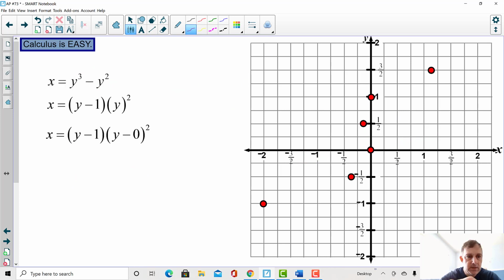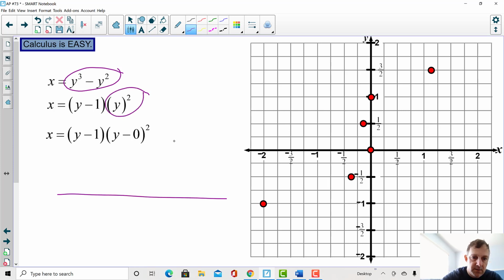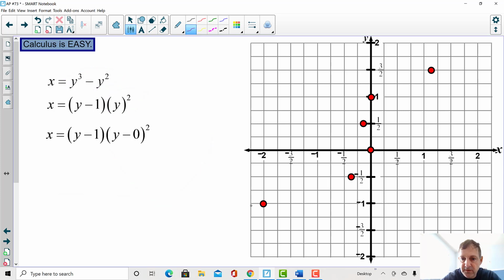Okay, for this one, we're going to take out a y squared from both pieces. Remember, when something is squared, your graph is going to touch and then turn around. So it's going to touch at that point and then turn around. So you'll notice our graph, when we get to y equals 0, it's going to touch and turn around. And at the other spot, it's going to cross through. So when y equals 1, our graph is going to cross through the axis.